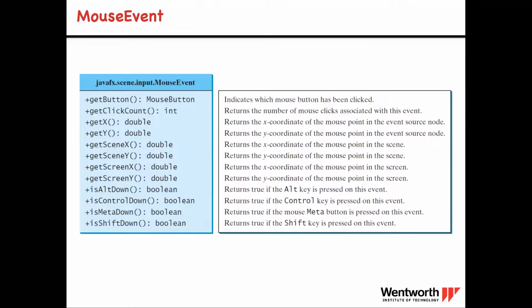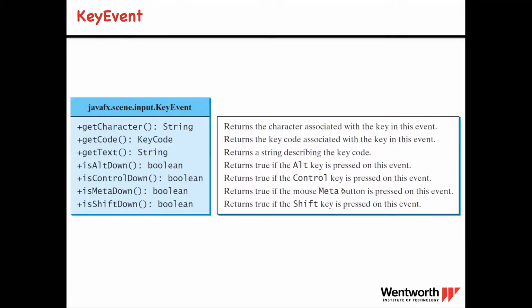Okay, so the mouse events. I mentioned that they have a lot of options for us. We can check things like click count, get button, again which button was pressed, where it was in the X and Y, where it was in the scene, where it was on the screen, and then modifiers as well. Were you control clicking? Were you alt clicking? Were you shift clicking? That sort of thing. So if you do want to do mouse event things in your application, this is something to read up on.